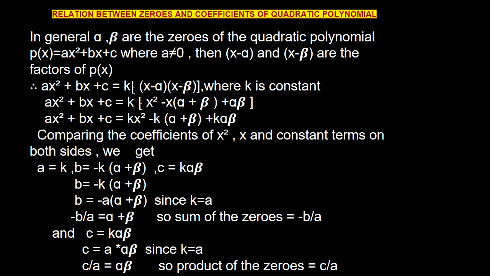What is minus b here? The coefficient of x, divided by a, which is the coefficient of x square. Therefore, the sum of the zeros of a quadratic polynomial is minus b by a, that is equal to minus x coefficient by x square coefficient. The product of the zeros is equal to c by a, that is equal to constant term by x square coefficient.